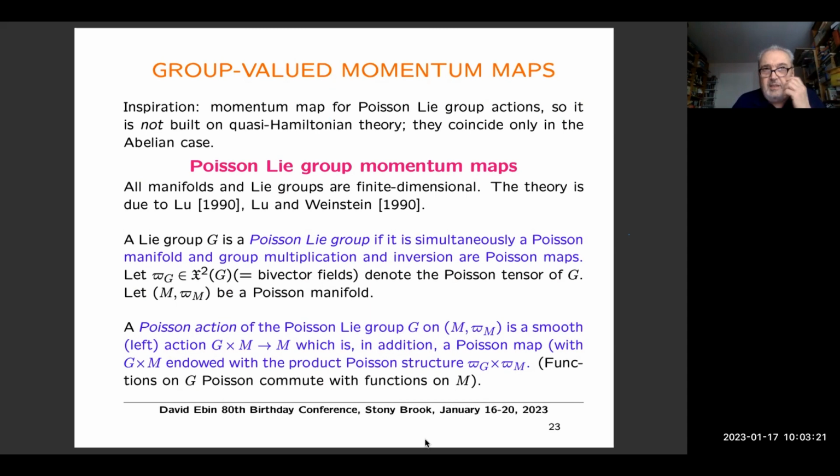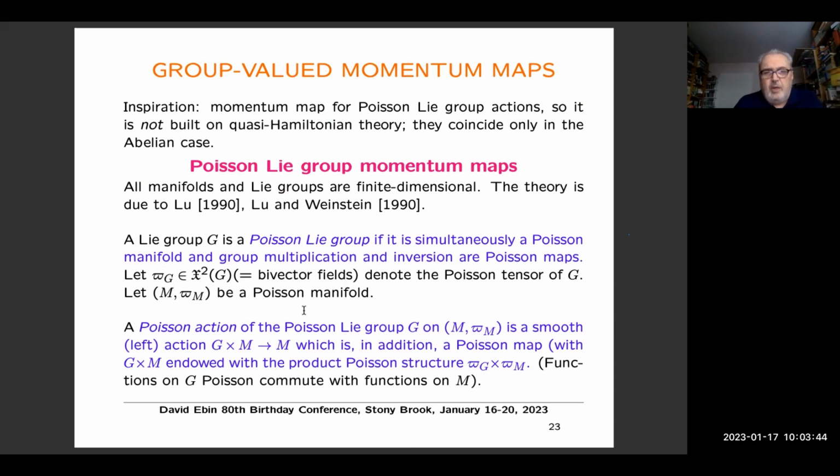This is due to Lu in her thesis, and Lu and Weinstein. So a Lie group is a Poisson-Lie group if it is simultaneously a Poisson manifold and a Lie group, and the multiplication and inversion are Poisson maps. I denote by this script pi the bivector, the Poisson tensor. So this is a Poisson manifold.